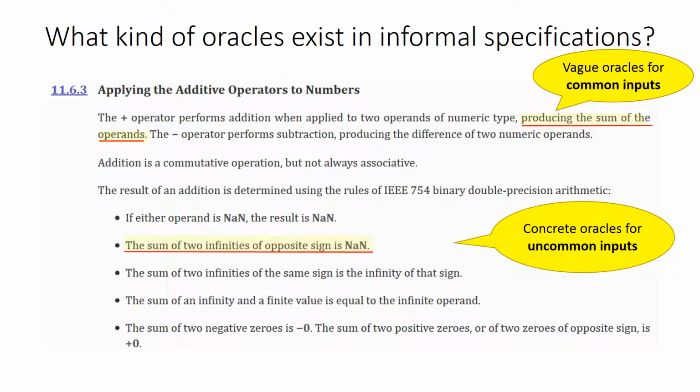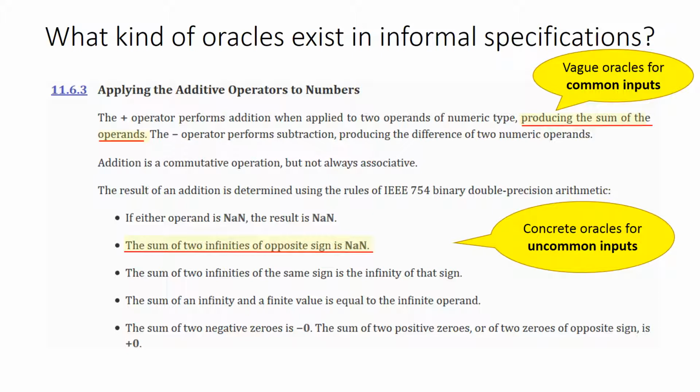Now let's try to understand what kind of oracles exist in informal specifications. The slide shows to you the specification of the plus operator as specified in the JavaScript specification document. It says that the plus operator performs addition when applied to two operands of numeric type, producing the sum of the operands. Thus, for the common inputs such as 2 plus 3, the specification describes a very vague oracle. However, for the uncommon inputs such as positive infinity and negative infinity, the specification says that the sum of the two infinities of opposite sign is not a number.